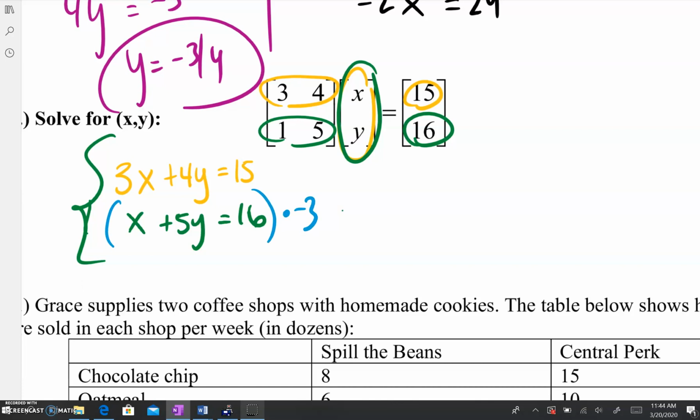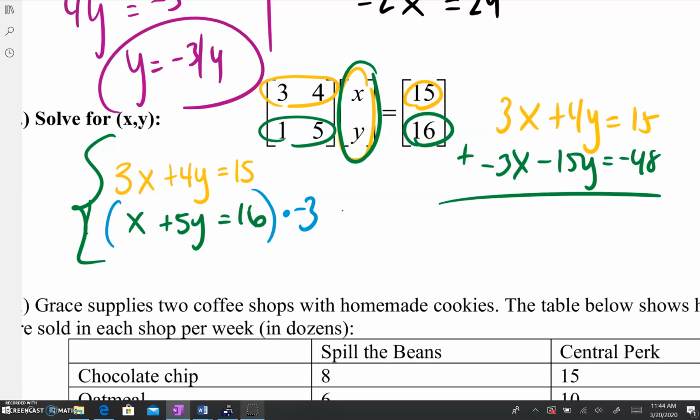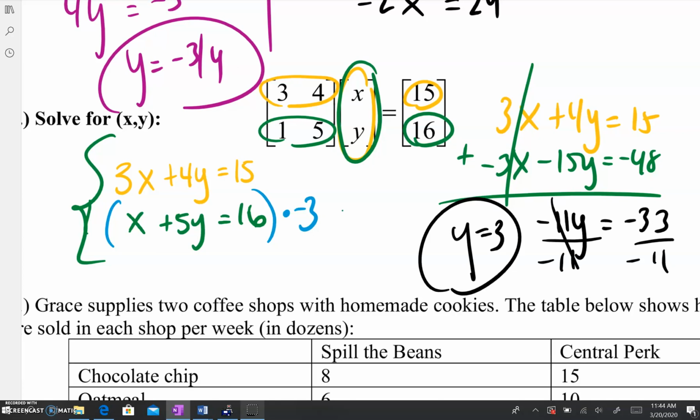I'm going to do this one times negative 3 to get the x coefficients to match up. So I'm going to have 3x plus 4y equals 15. And I'm going to be adding that to negative 3x minus 15y. Make sure to multiply everything by negative 3. Plus negative 48. When you add, those are going to cancel out. You're going to have negative 11y is equal to 48 minus 15 is negative 33. Divide by negative 11. And notice your numbers are working out pretty nicely. It comes out that y is equal to 3.